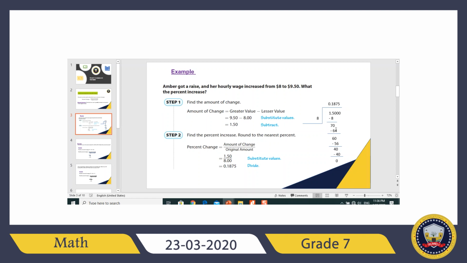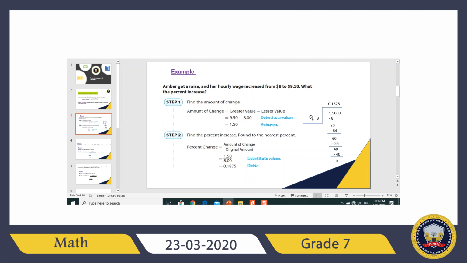This is the closest number to 70. Then I will subtract. 70 minus 64 equals 6, right? Then I will bring down another 0, so it will be 60.